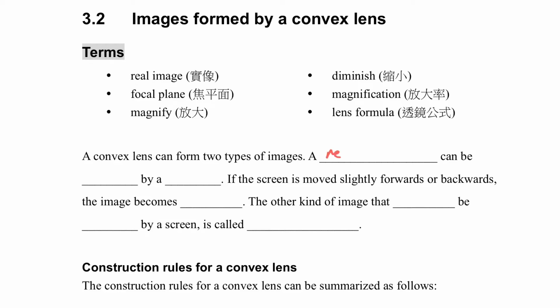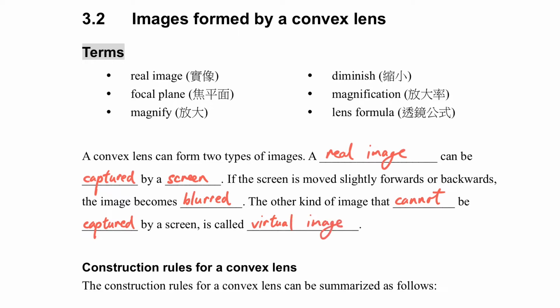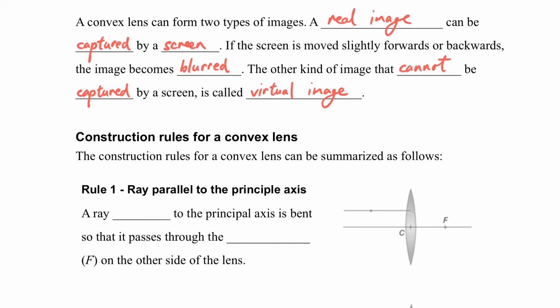This chapter is about the convex lens. So why do we put the convex lens behind the concave lens? Because it's more complicated. Sometimes it will form a real image, but sometimes it will form a virtual image. Once again, a real image is the image that can be captured by a screen, but a virtual image is the image that cannot be captured by a screen.